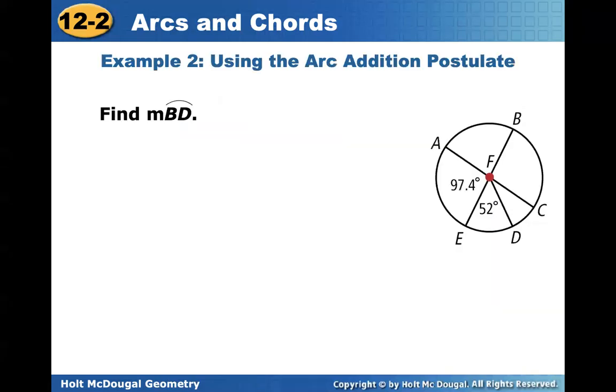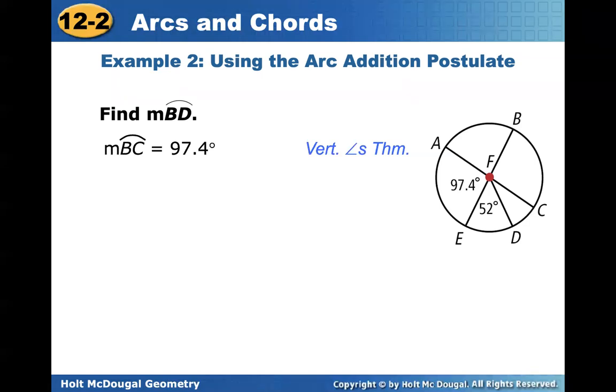All right, find the measure of arc BD. We want this whole arc here. So I'm going to find BC and CD and then add them together. BC is 97.4 degrees because these two are called vertical angles. The vertical angle theorem allows me to match up these two angles because they share the same lines, which makes them vertical angles. Vertical angles are always congruent. So BC is 97.4 degrees.